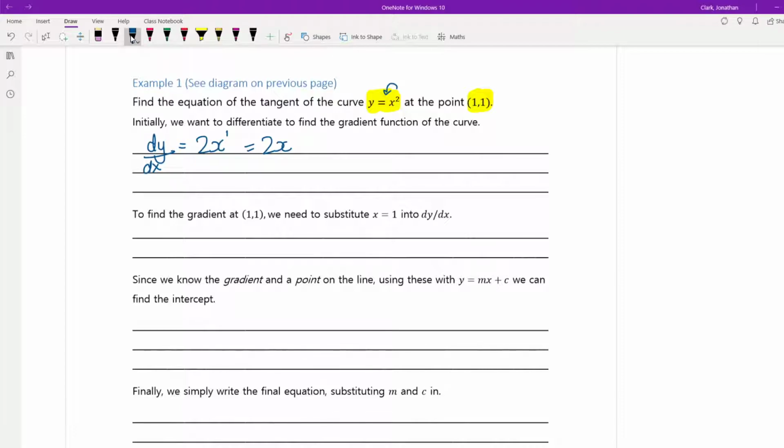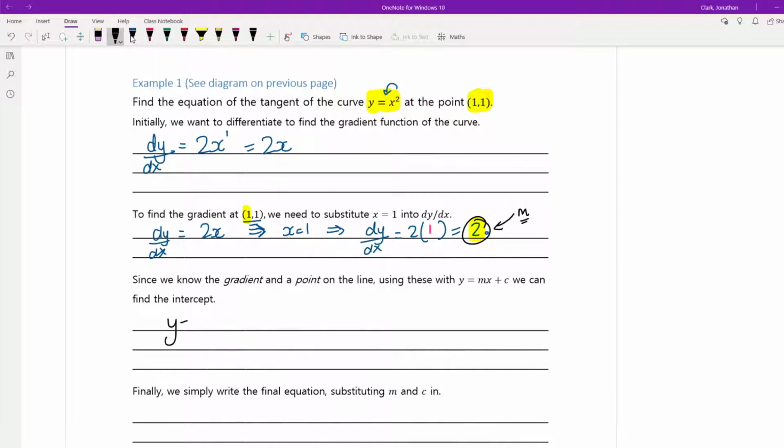Now, if I want to work out the gradient at this point here, this is the x coordinate, x is 1. So I'm going to substitute x is 1 into the dy dx equation. So I'll write down dy dx once again as 2x. And because I know that x is 1, I'm going to put that into the formula. I'm going to get dy dx is 2 lots of 1, which is 2. So that's the gradient of the curve. And we know that the gradient of the tangent and the gradient of the curve are the same. So this is also the gradient of my tangent, m.